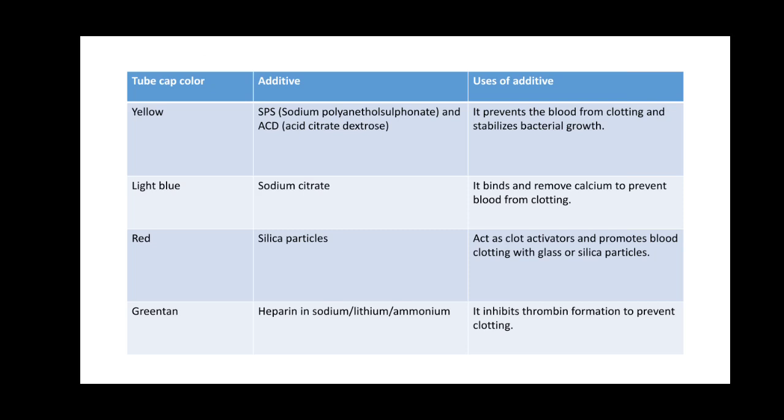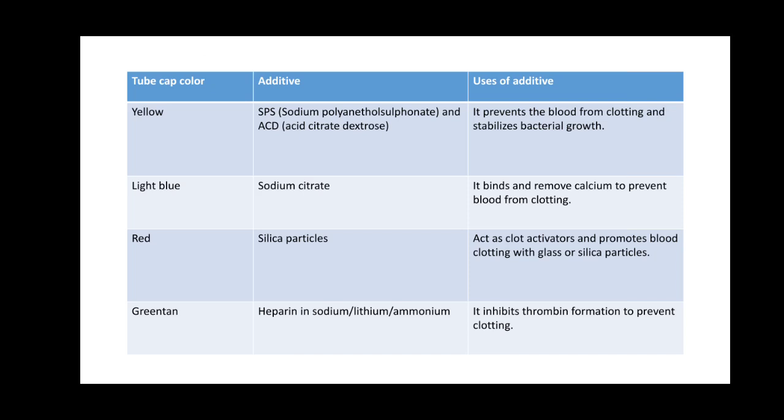And the light blue tube color of a container has sodium citrate as additive. It binds and removes calcium to prevent clotting. And the red one, which has silica particles, acts as a clot activator and promotes blood clotting with the glass or silica particles present in it.